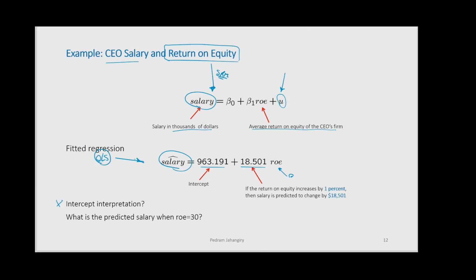So we are not really into interpreting the intercept in a simple regression model. However, we can perfectly interpret the slope. How do we say that? We say if the return on equity increased by 1 unit. What is a unit here? It's a return, so it's percent. If the return on equity increased by 1%, then the salary is going to increase by 18.5 thousand, or $18,501, holding everything else constant, right? That's the interpretation. Then here's a question for you. What is the predicted salary when ROE is equal to 30? Simply plug 30 in and do the math to see what you get for the predicted value of salary.